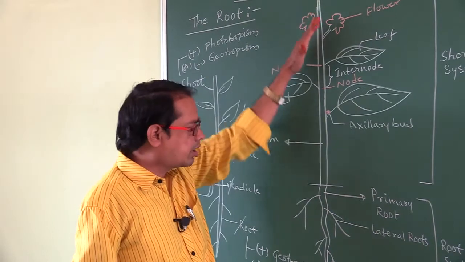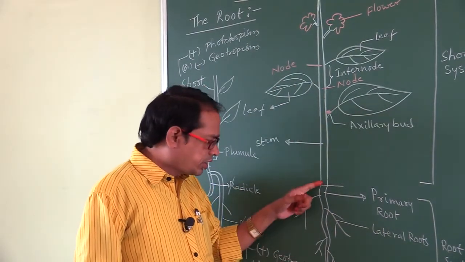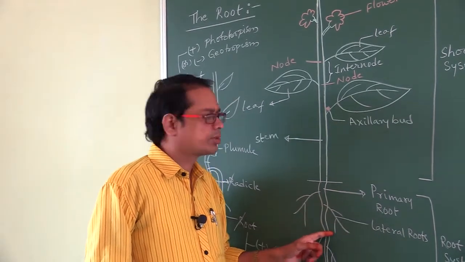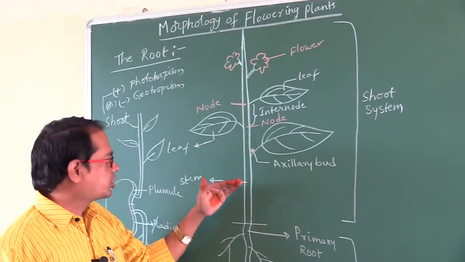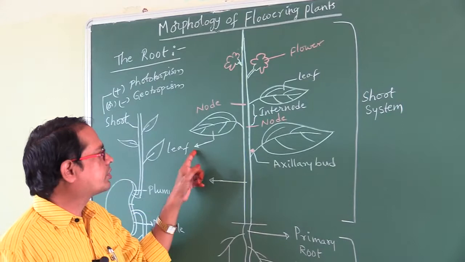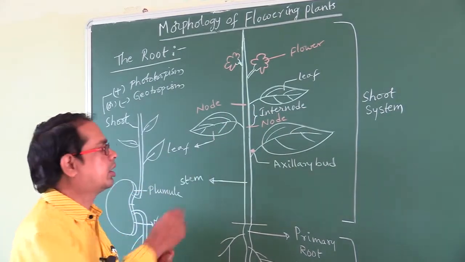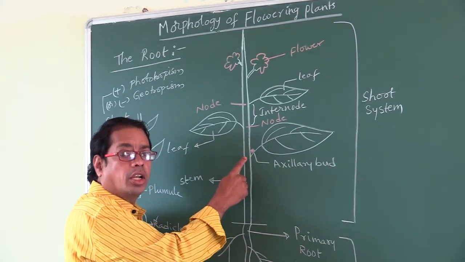Let us say this is the plant body. This is the root system. This is the primary root. And these are the lateral roots. This is the shoot system. The shoot system contains stem, leaves, nodes, internodes. What is a node? The part of the stem where the leaf arises is called node.